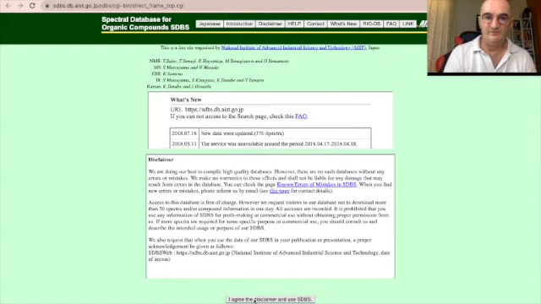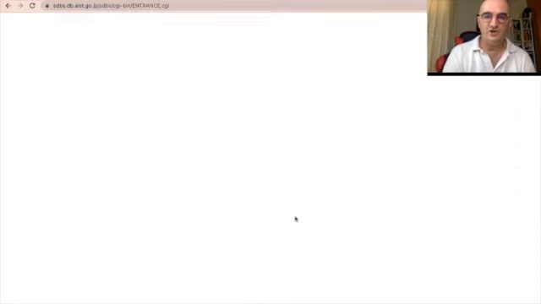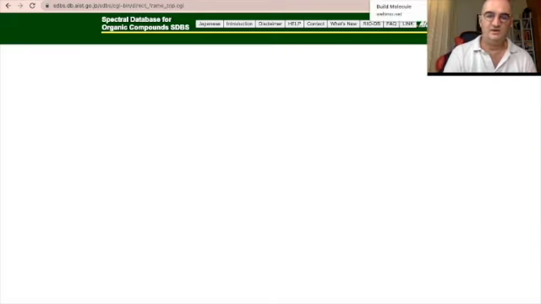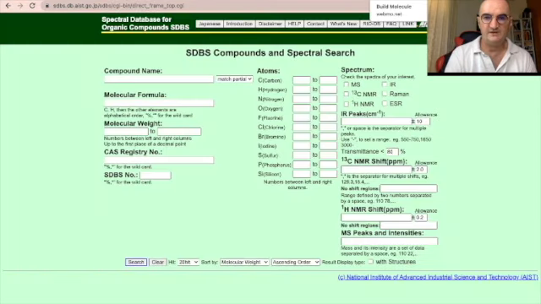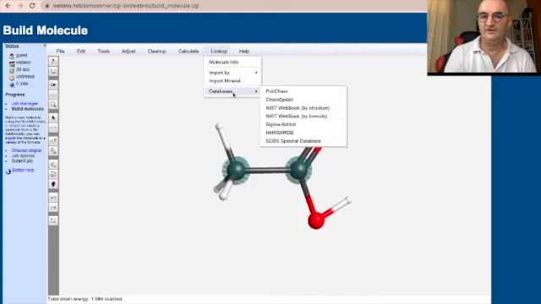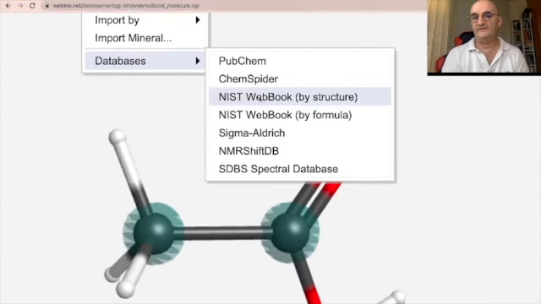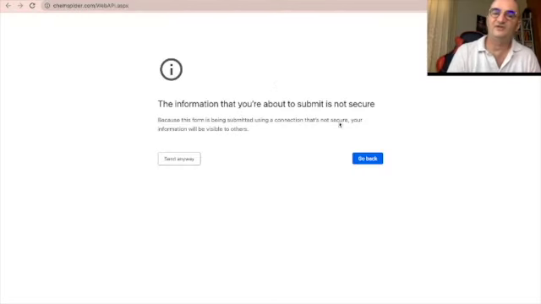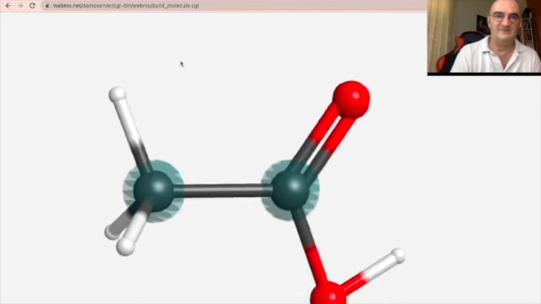If you've already done spectroscopy, you can look into SDBS, agree to the disclaimer. You can get the MS, IR, carbon-13 NMR, proton NMR for any compound that you can think of. And critically, within WebMo, I can look it up and go to databases. Here within WebMo, I already have the key databases, NIST, PubChem, ChemSpider, NMR Shift DB, and SDBS spectral database at my fingertips. And I can usually flick into ChemSpider straight from there.